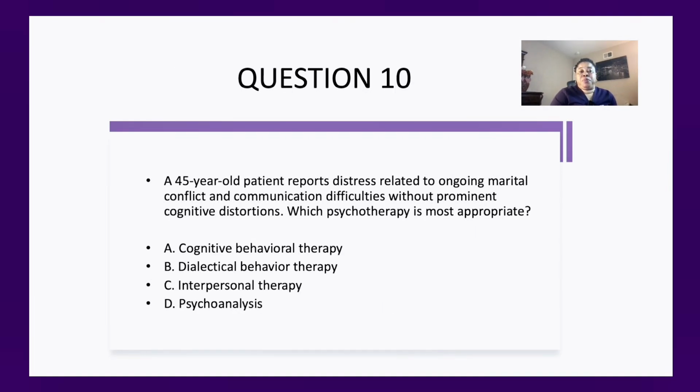A 45-year-old patient reports distress related to ongoing marital conflict and communication difficulties without prominent cognitive distortion. Which psychotherapy is most appropriate? A. Cognitive behavior therapy. B. Dialectical behavior therapy. C. Interpersonal therapy. And D. Psychoanalysis. What do you think is the answer? This is a relationship problem, ongoing marital conflict and communication difficulty. Put your answers in the comment section.